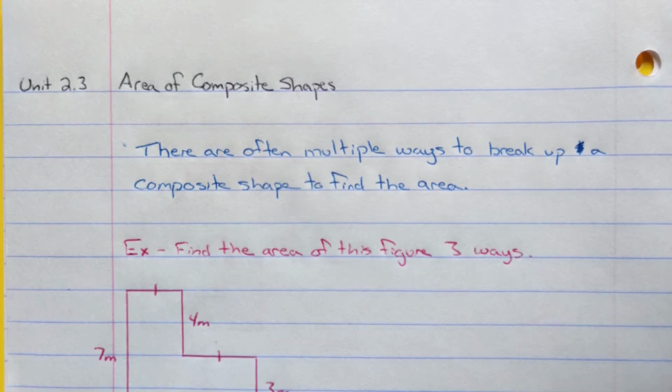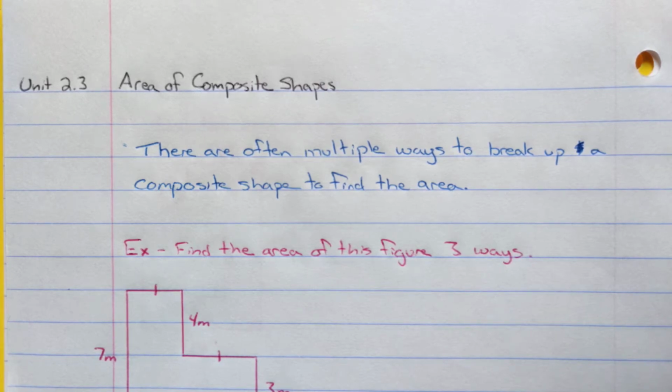Now that we've looked at the perimeter of composite shapes, we might as well look at the area of composite shapes today. These are often very similar in that we can make up ways to chop up these shapes or recombine these shapes and figure things out. So in this case here, what we're doing is we're going to be breaking up shapes.